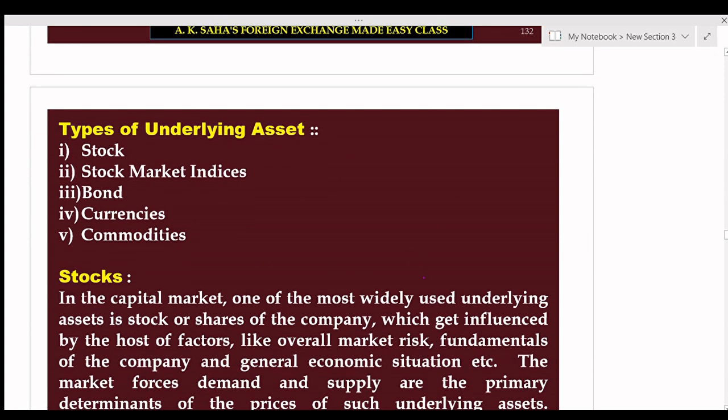Types of underlying asset. Number 1, stock. Number 2, stock market indices. Number 3, bond. Number 4, currencies. Number 5, commodities. Now first comes stock.